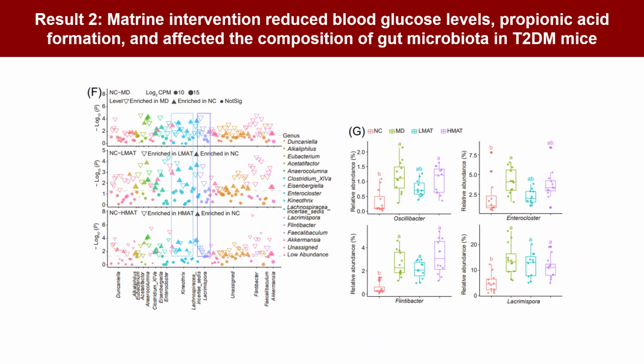The Manhattan plot showed that Kineothrix was enriched in the MD group, with LMAT having a greater effect on its enrichment. Lachnospira was more enriched in the HMAT group. The analysis of high-abundance microbes revealed that LMAT helped lower the relative abundances of Acinetobacter and Enterocloster, while the relative abundance of Lachnospira decreased with increasing doses of matrine. We also found that in comparison with the NC group, the intervention group showed greater enrichment of Lachnospira, Eubacterium, and Faecalibaculum. Similarly, relative to the MD group, the intervention groups were more enriched with Turicibacter and Faecalicatena.